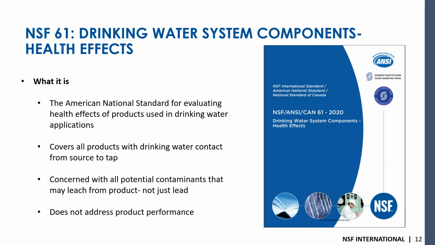The scope of the standard covers all products that could have drinking water contact from source to tap. So anything from an intake screen to a well casing from the source water is covered under Standard 61, all the way up to your faucet and the things right at the tap. Although today we're going to be talking just about lead, Standard 61 is concerned with any potential contaminants that may leach from a product, not just lead. So that includes other metals, as well as any organic contaminant that might leach from a product. Standard 61, however, does not address product performance. It's purely a health effects standard.